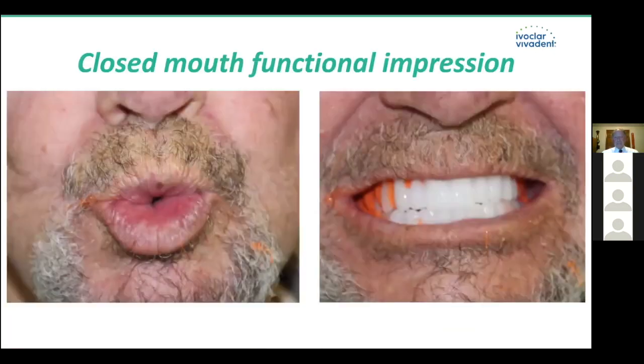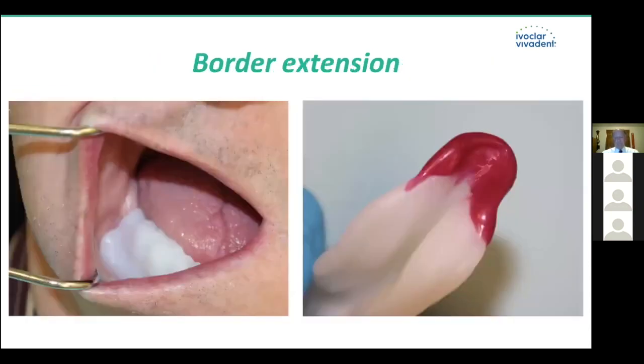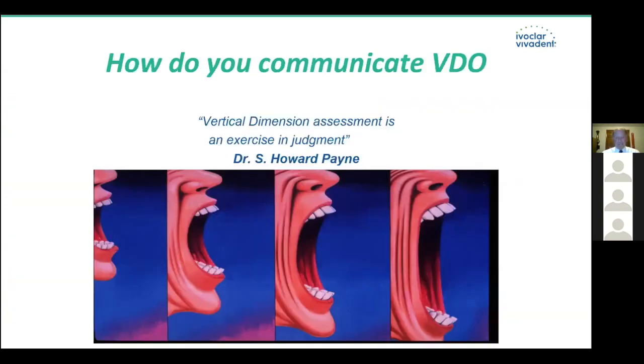A couple of tips. If you have to take an impression, obviously you want to have the teeth together while you're doing the impression. If you missed a border, you could just add a border. Here, I missed a retromolar pad, and I just added the retromolar pad.